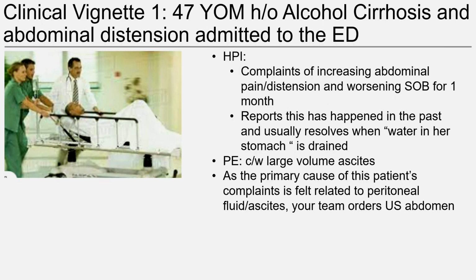Clinical vignette number 1: a 47-year-old male with alcoholic cirrhosis and abdominal distension is admitted to the emergency room with complaints of increased abdominal pain and distension and shortness of breath that has been worsening for about a month. The patient reports that this has happened in the past, and it resolves when the, quote, water is taken away from his stomach. Your provisional diagnosis is large volume ascites in a cirrhotic patient with liver decompensation, and you feel this ascites requires draining because the patient is short of breath.